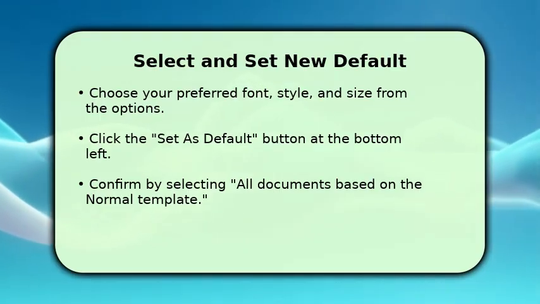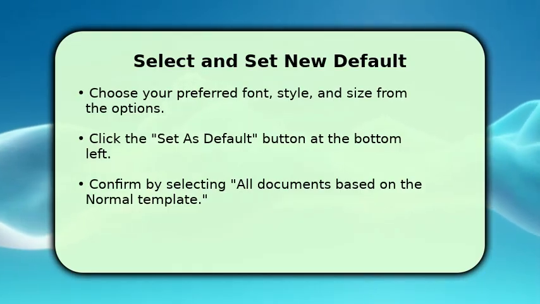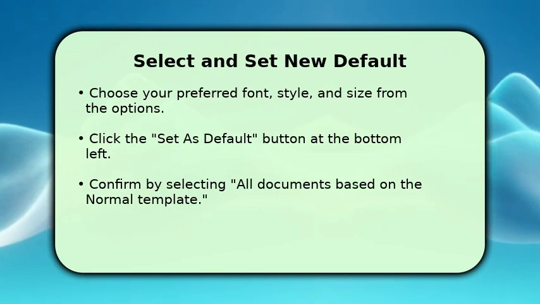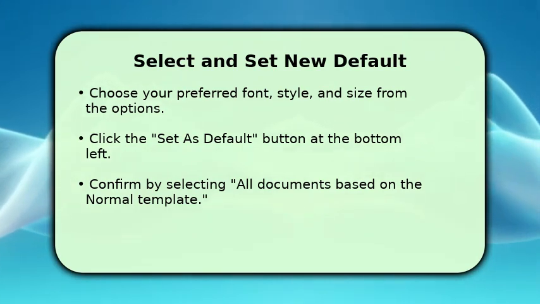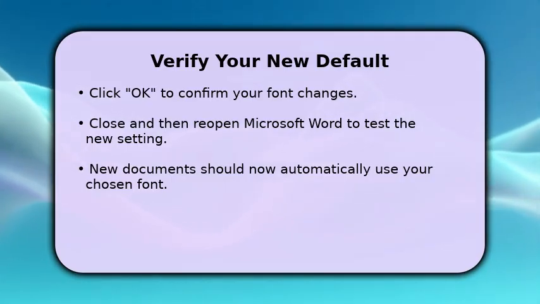Once you have made your selections, click the Set as Default button found in the bottom left of the window. A prompt will appear. Select the option to apply these changes to all documents based on the normal template. After confirming your choice, click OK to close the Font dialog box.